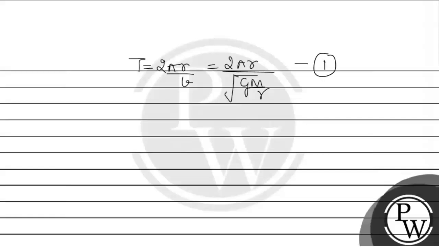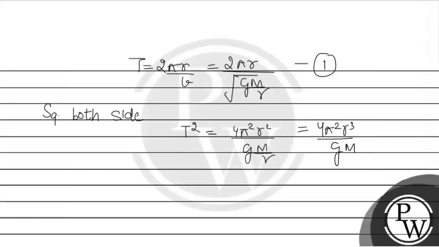Now squaring both sides, you will get T square is equal to 4 pi square r square divided by G M over r. That will come out to be 4 pi square r cube divided by G M. This is equation number 2.